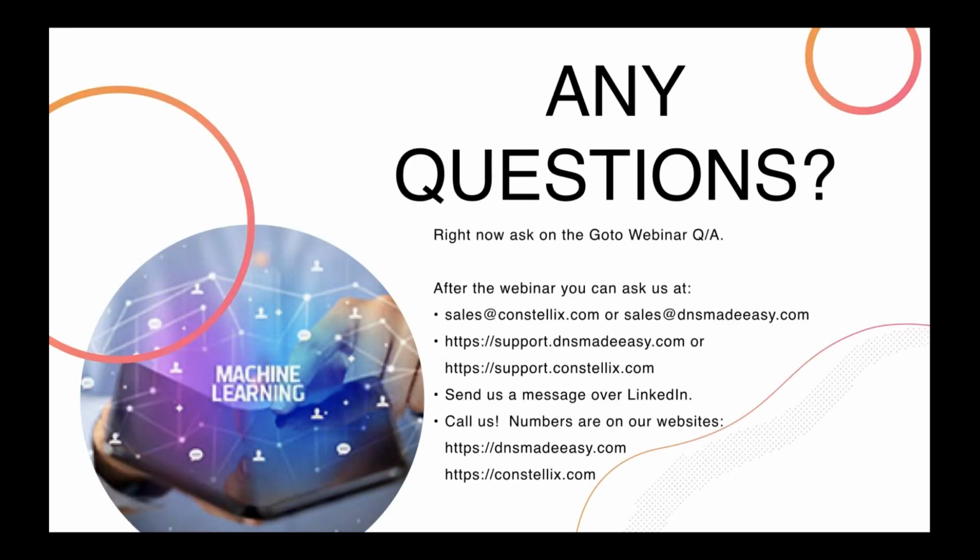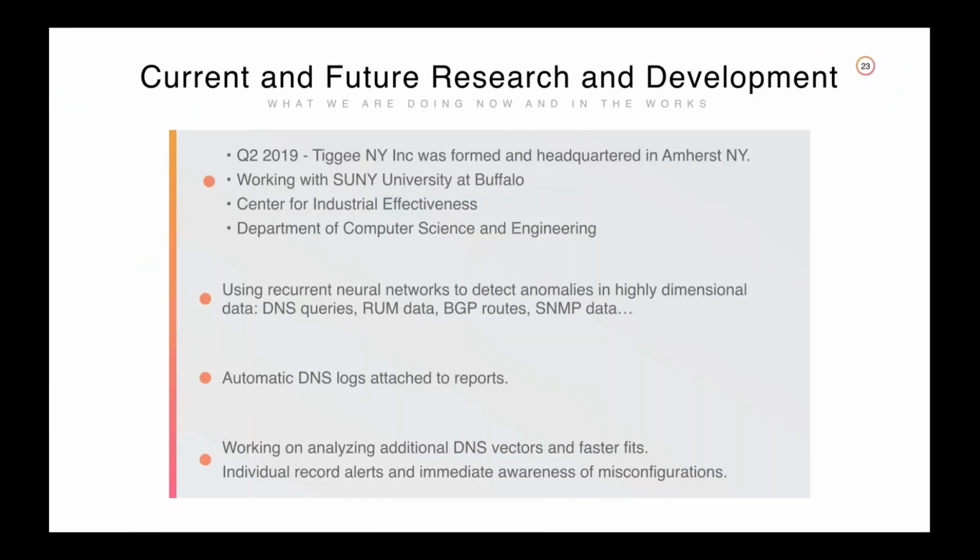So what I want to go into next is we're going to be working on those faster fits, individual record limits, and then we're going to do immediate awareness of those misconfigurations you'll have. So you're going to notice when you make that misconfiguration on your server, by the time you get up from your desk, your pager's going off, right? Boom, I made a mistake. Sit back down and fix your DNS mistake, or fix that server. You'll know that almost immediately. And that's kind of where we want to get into with the future of research and development. So it's exciting times going forward.